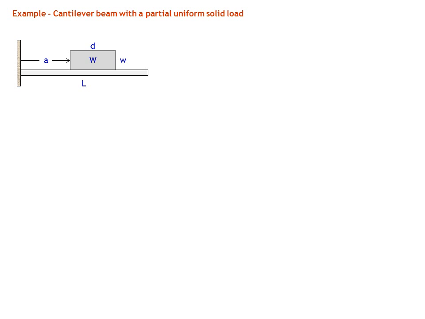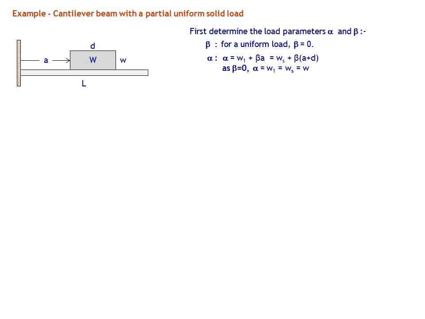To see how these regional equations are derived in practice, consider the case of a cantilever beam having a partial uniform load. When dealing with linear loads, the first quantities to determine are the load parameters alpha and beta, and always find beta first because alpha depends on beta. In the case of a uniform load, the slope is 0, and so beta is 0. We saw in an earlier slide that alpha can be written either as W_1 plus beta A or W_S plus beta into A plus D.